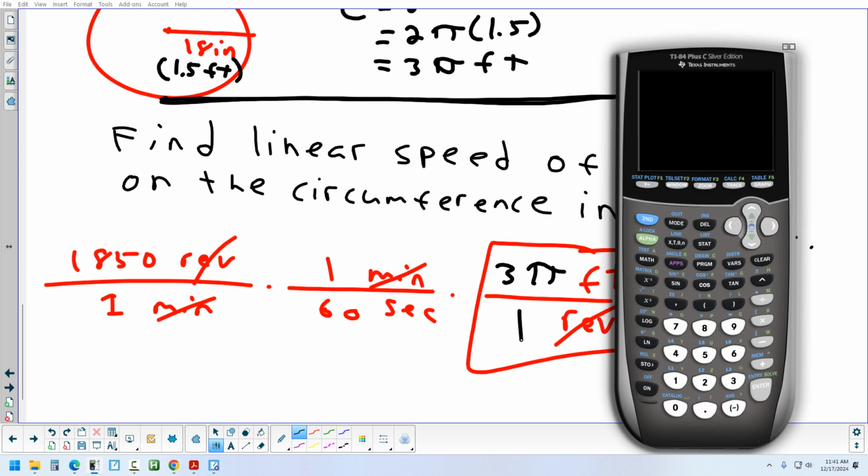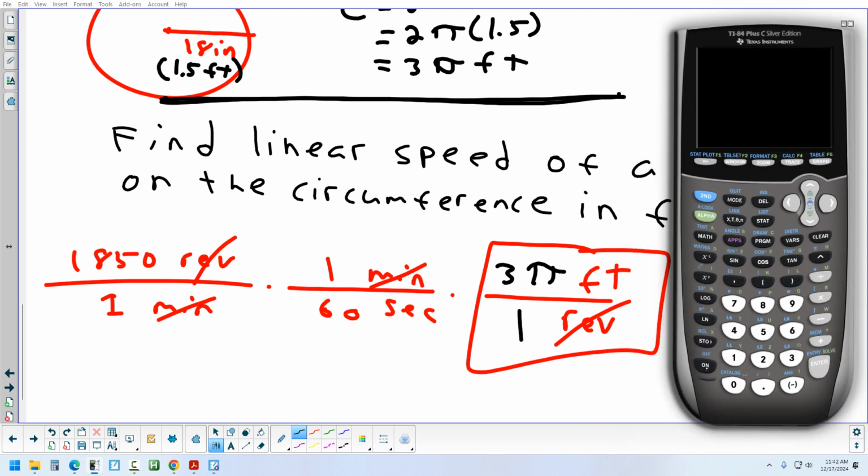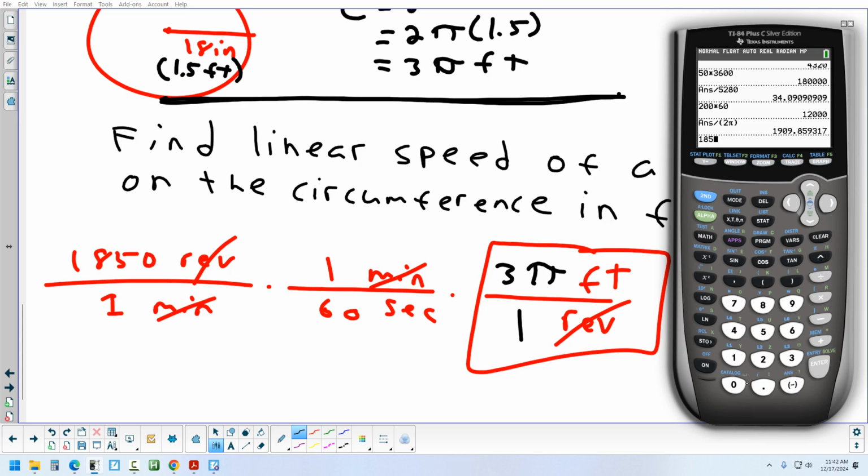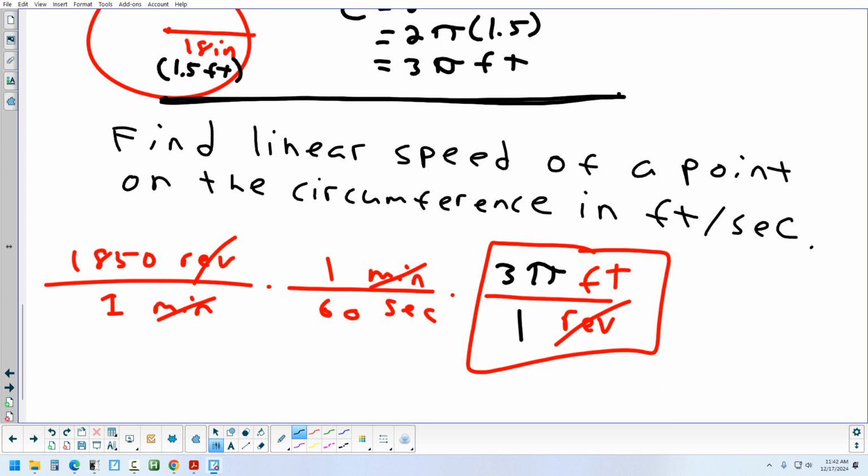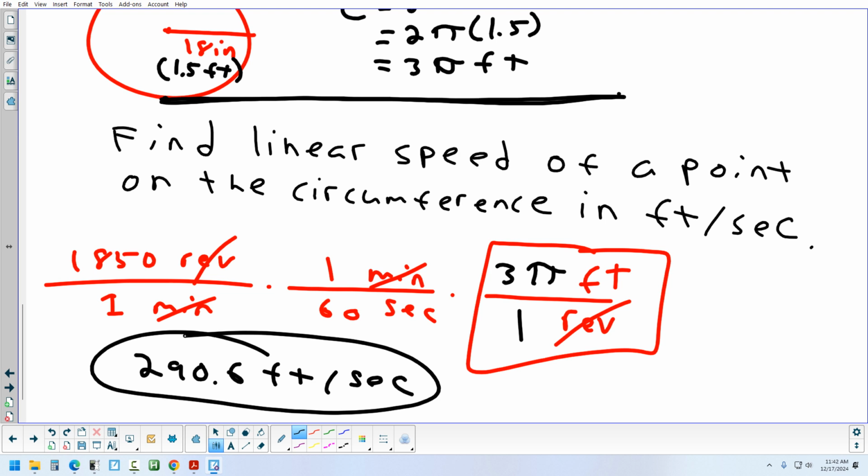All right, now let's see what we get. So 1850 times 3 times pi. That's everything in the top. And then divided by 60. So that's 290.6 feet per second. So if you think about the length of a football field, that's 300 feet. That's almost the length of a football field in a second. So that's probably pretty fast.